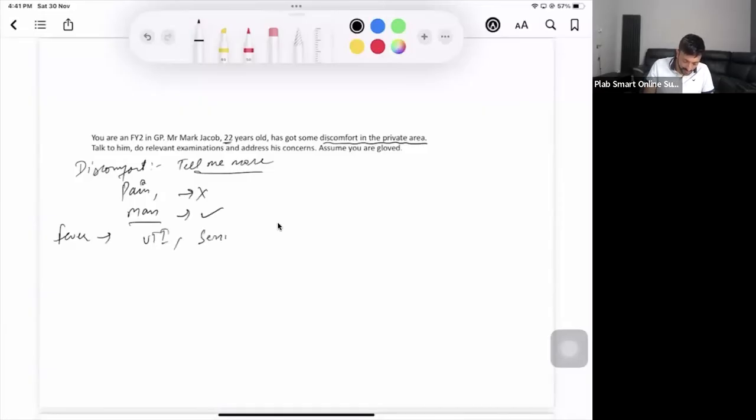Ask about any sexual history, if there is something that you can get from there. Ask if there is any family history positive for anything, right? Ask about any surgical history the patient has got. All those questions you can ask. Fine, nothing is positive. It's just discomfort this patient is having. Okay, let's do the examination.